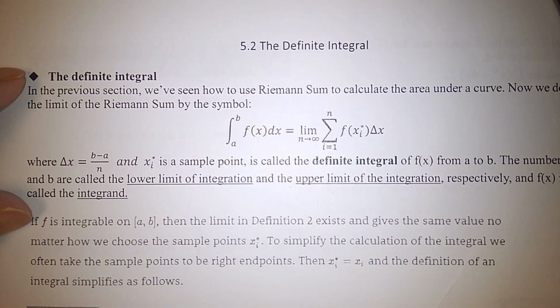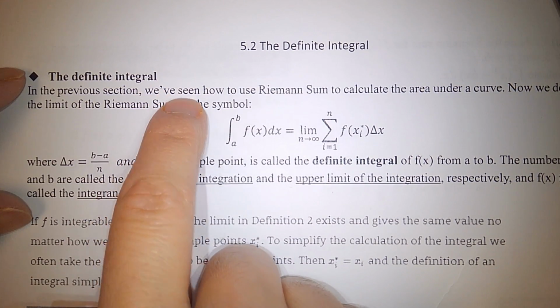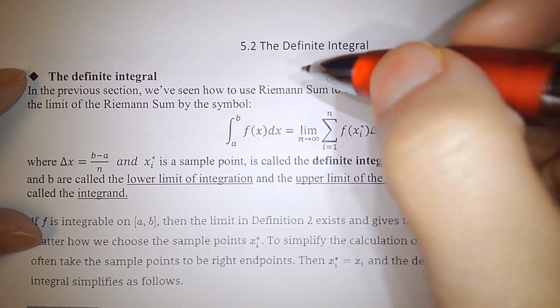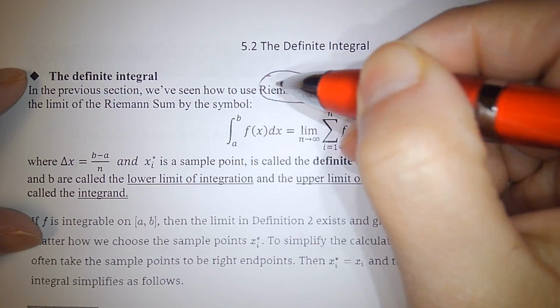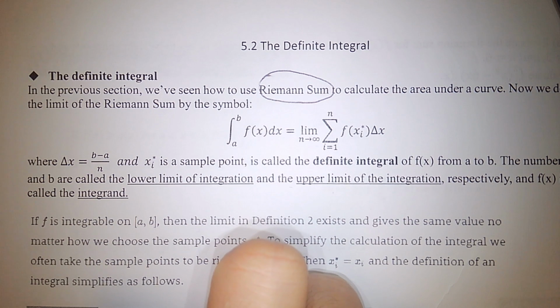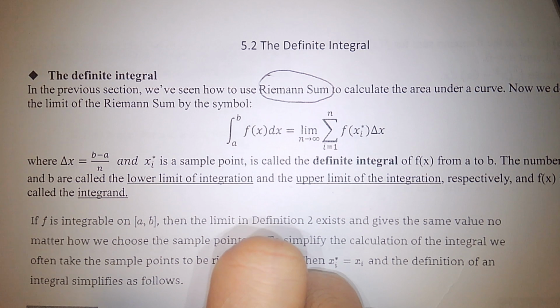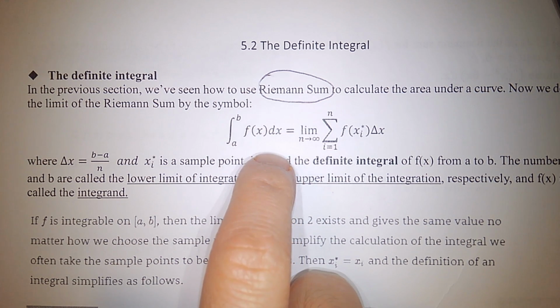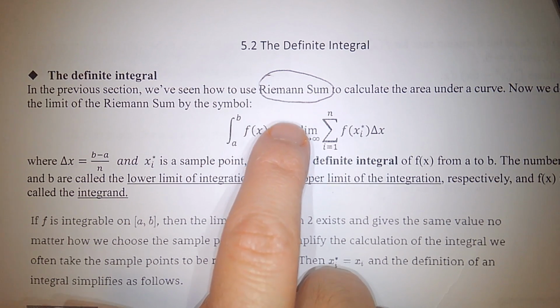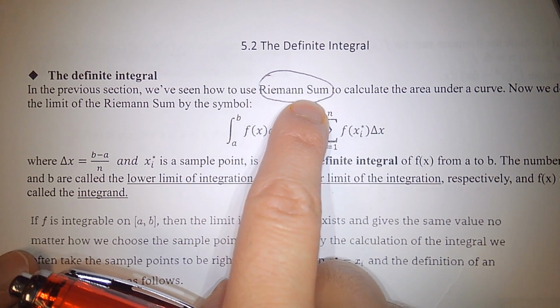In the previous section, section 5.1, we've seen how to use Riemann sums to calculate the area under the curve. What is a Riemann sum? Remember we did several practice questions: we cut this region S into many strips, and then we use those little rectangles to approximate each of those small strips, and then we add up the areas of those rectangles. That is called a Riemann sum.